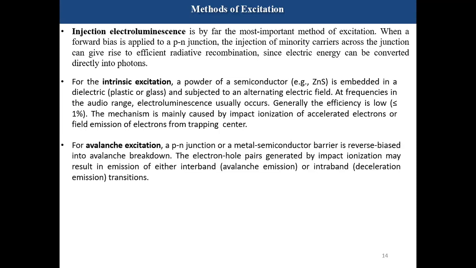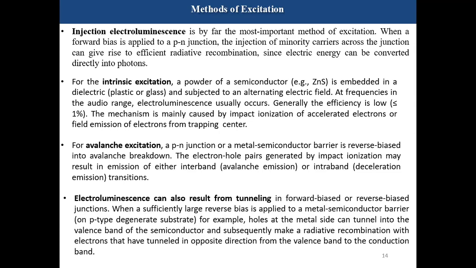Whereas for an avalanche excitation, a p-n junction or a metal semiconductor barrier is reverse biased. For an avalanche breakdown, the electron-hole pairs generated by the impact ionization may result in emission of other interband transitions, which is an avalanche emission, or intraband, decelerated emission transitions.